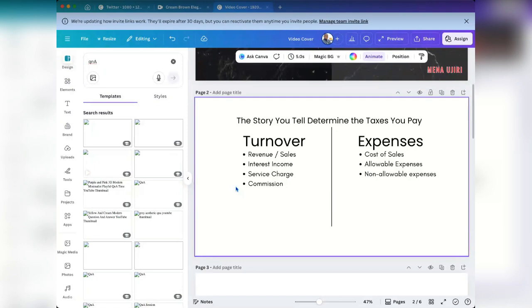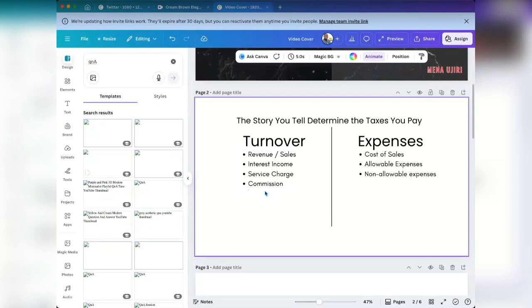So you want to structure your bookkeeping appropriately to ensure that it reflects that reality. You want to make sure that you have your story right in that regard.